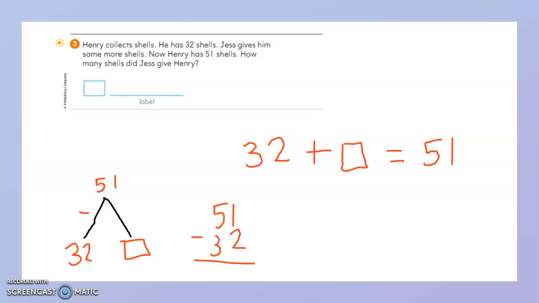All right, so either method will work. I just want you to notice here, you have 1 take away 2. Can you do that? Nope, you've got to ungroup the 5. Here's a great time to pause the video, figure out the answer, and share the answer with the label. Then we'll move on to number 4.